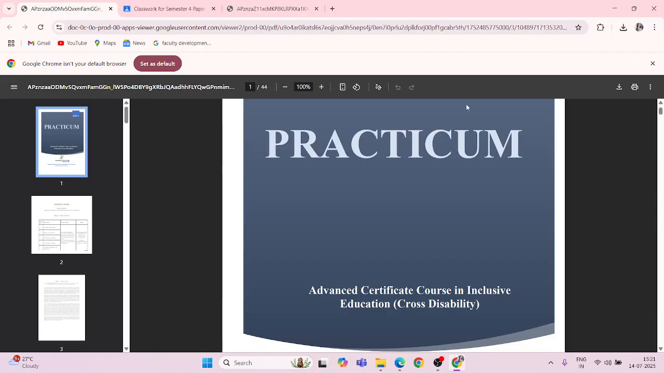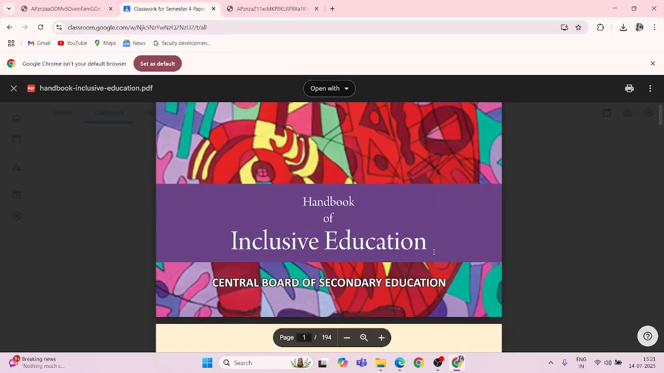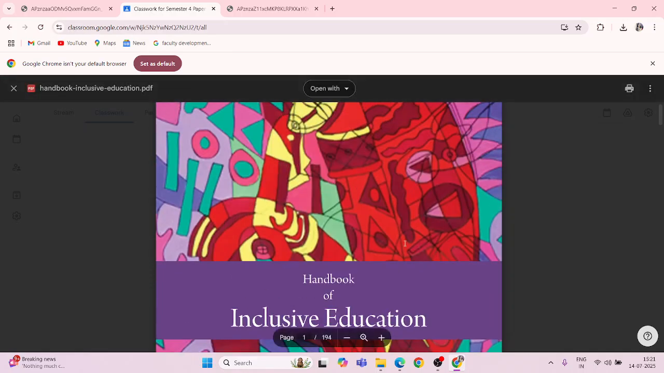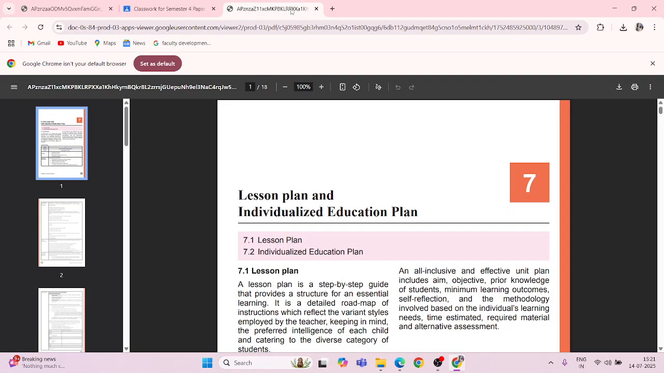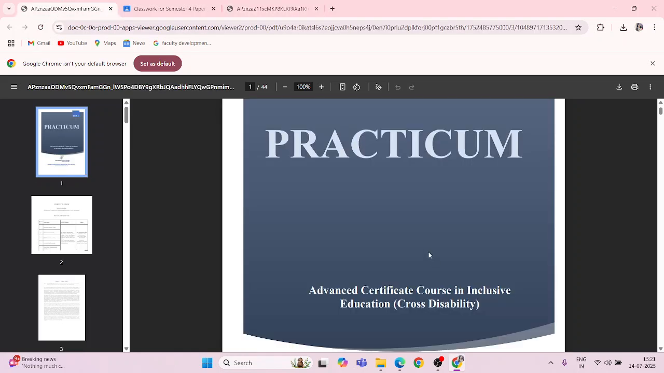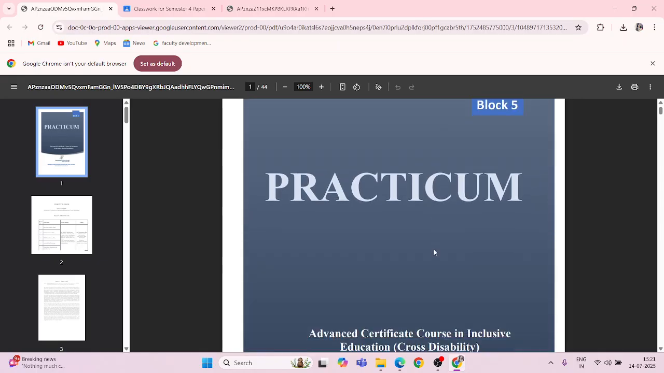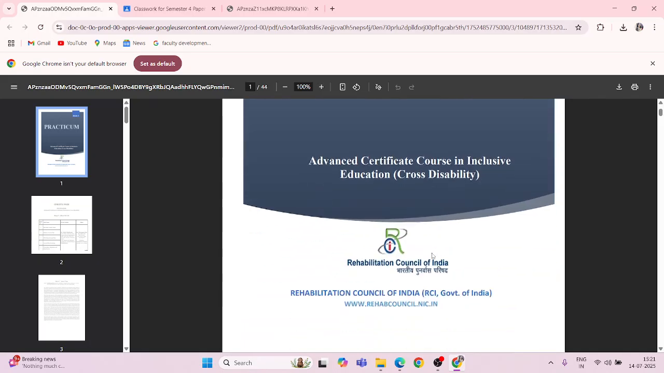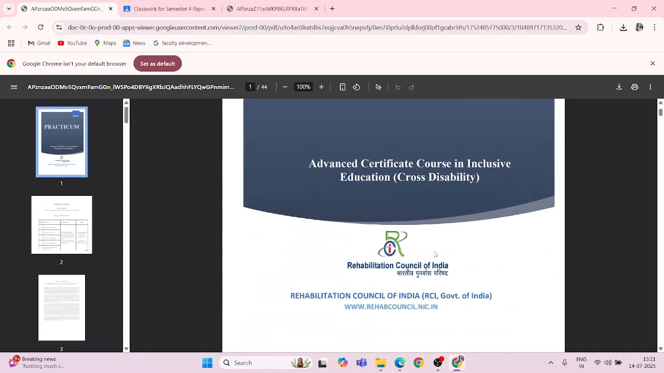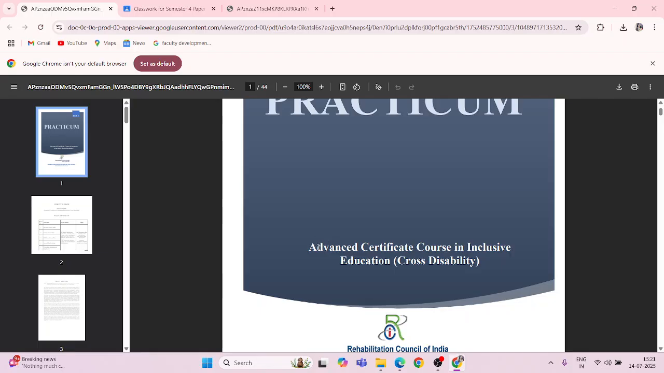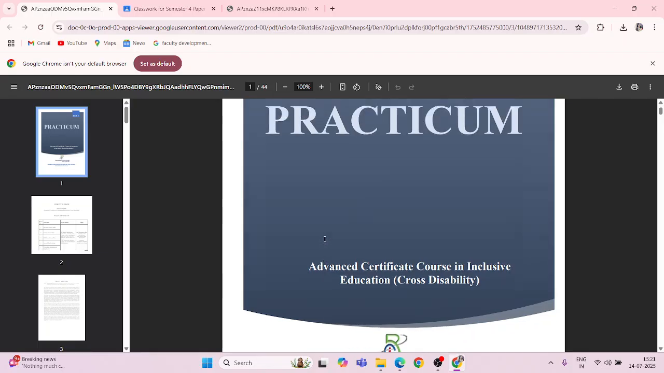Okay, inclusive education. Now if you surf the net, you will find that CBSE has published this book called the Handbook of Inclusive Education, which also includes some lesson plan formats. You can follow them as well. But I have taken my format from this practicum book published by the Rehabilitation Council of India. This is for the advanced certificate course in inclusive education cross disability.